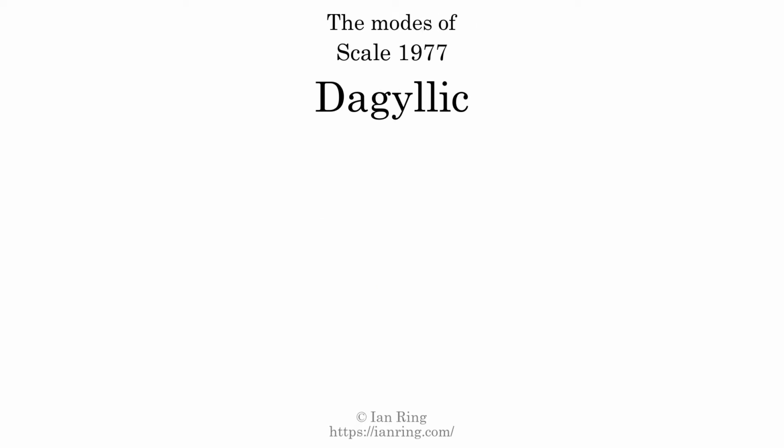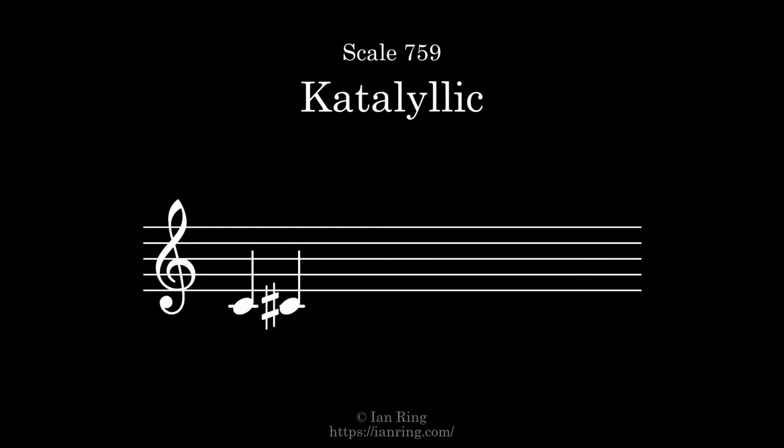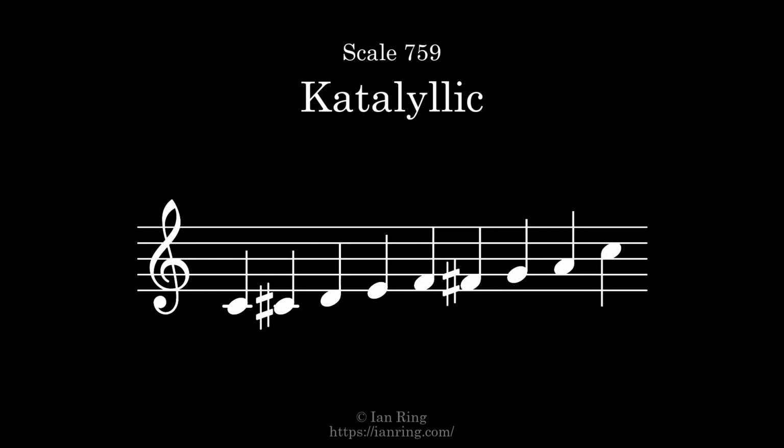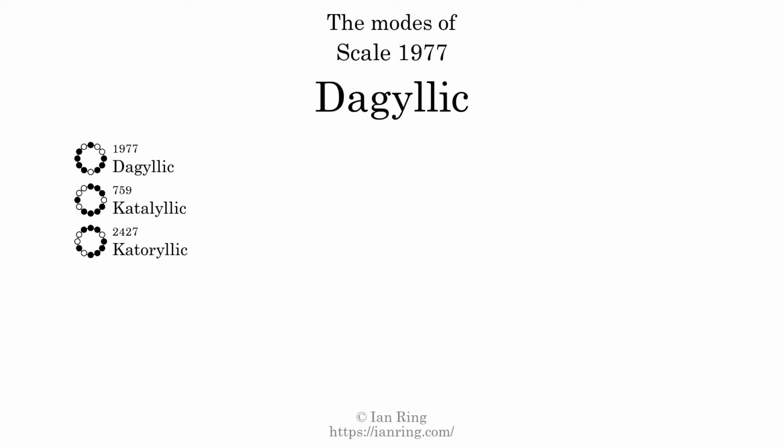This scale has 8 modes. The first mode is itself. The second mode is scale 759, also known as Dagyllic. It sounds like this. The third mode is scale 2427, also known as Heteromorphisms. It sounds like this.